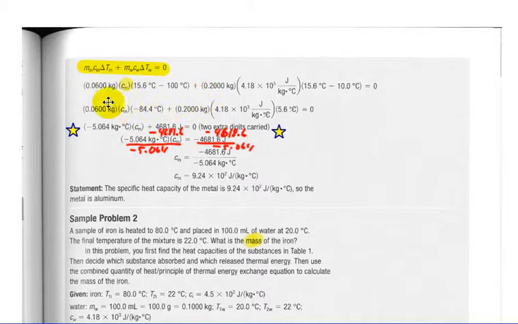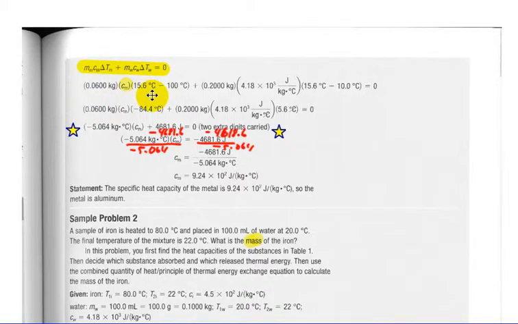And to keep them separate, I use a subscript M, so MM, CM, delta TM, all for metal, MW, CW, delta TW for water, and then just simply substitute everything in. So the metal, 0.06 kgs, the C value we don't know. Final minus initial, you should always get a negative value here because the metal is losing energy. Plus the mass of the water, specific heat of water, and the temperature change of water, 15.6 minus 10. So multiply all this out here.